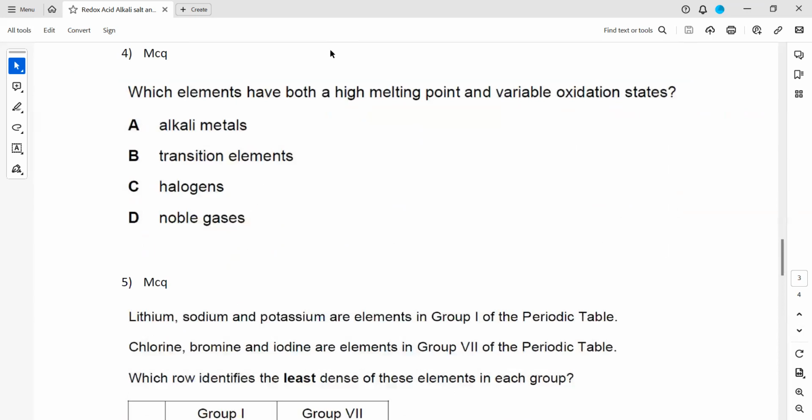Question: which elements have both a high melting point and a variable oxidation state? These are the characteristics of the transition elements. Alkali metals, halogens and noble gases don't have these characteristics. So B should be the answer. The transition elements have variable oxidation numbers and they have a high melting point.